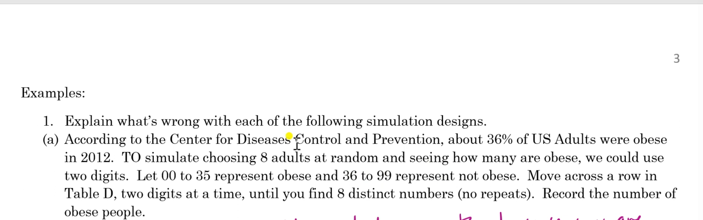Next, it looks like we're moving across a row in table D. That's your random number table. Let's check the digits they use. They say 2 digits at a time. That's right, because we're looking at 2 digits. The next thing, we're simulating choosing 8 adults. So did they do that until you find 8 distinct numbers? Yes, they did.